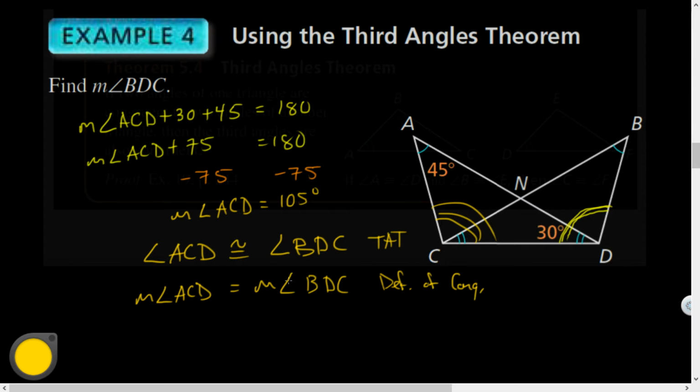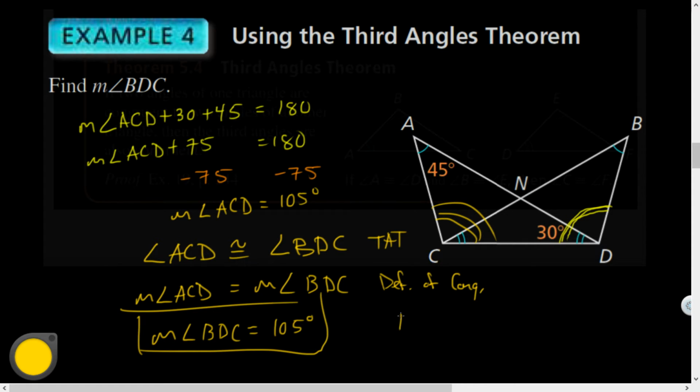And if their measures are equal, and this one's equal to that one, then by transitive property, the measure of angle BDC is equal to 105 degrees. And why is that? Transitive or substitution. But be careful, sometimes substitution is the only one that works.